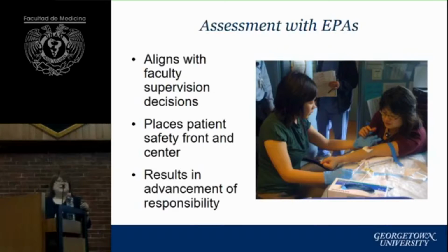The other important thing about this is when we base everything on supervision, then when a student has shown me that they can be trusted, it means that I can back off supervision. So the result of these decisions is that the student gets more and more responsibility and more autonomy, which prepares them to then practice unsupervised.